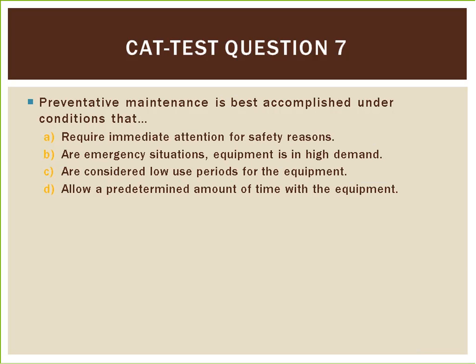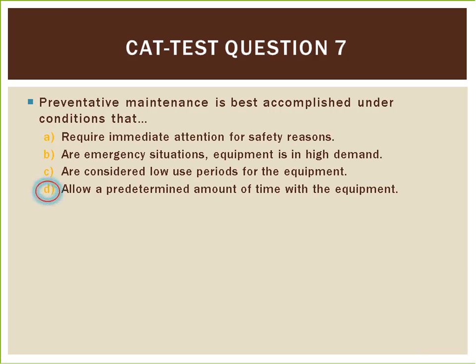CAT test question 7. Preventative maintenance is best accomplished under conditions that A. require immediate attention for safety reasons, B. are emergency situations, equipment is in high demand, C. are considered low use periods for the equipment, or D. allow a predetermined amount of time with the equipment.